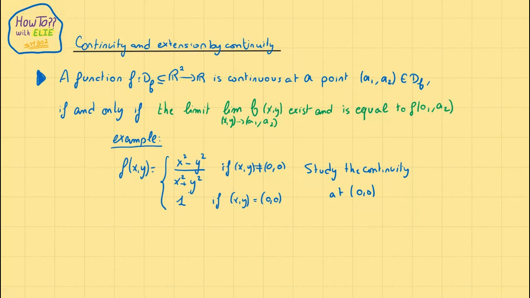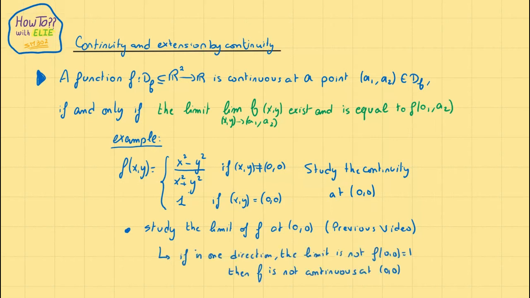So first, according to the definition, we need to study the limit of this function at the point (0,0). To study the limit, I invite you to look at the previous video where I explain in detail the procedure to study the limit of a function of two variables. According to this video, you will start by finding the limit in some directions. If you find that the limit in one direction is not equal to f(0,0), which is 1 in this case, then you would say immediately that the function f is not continuous at the point (0,0).